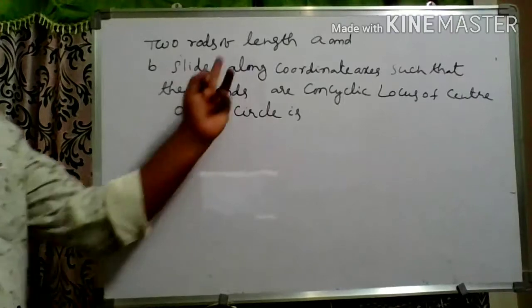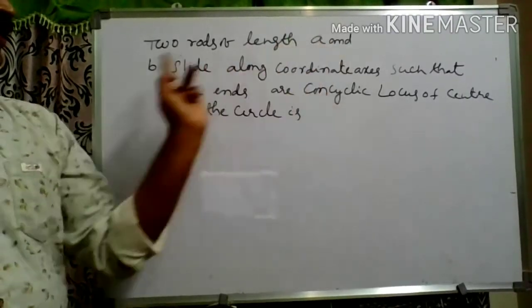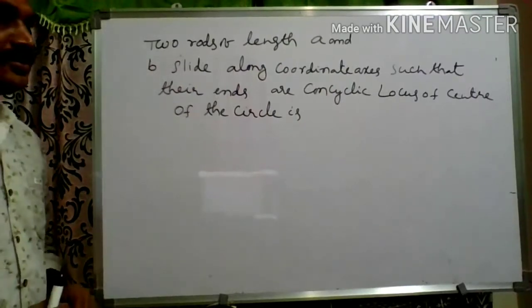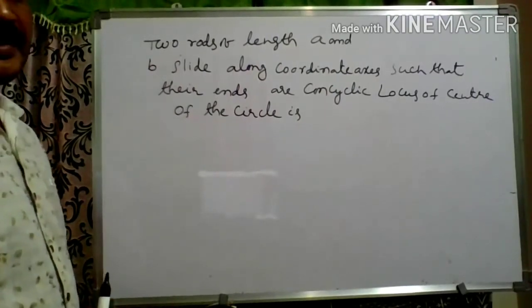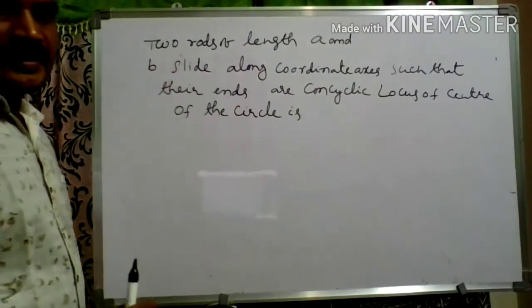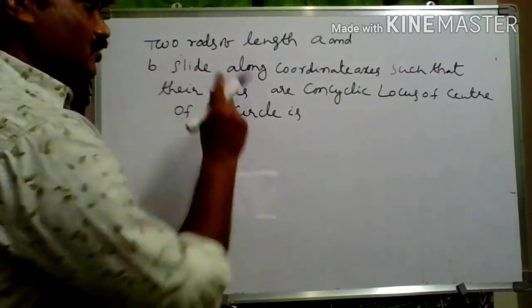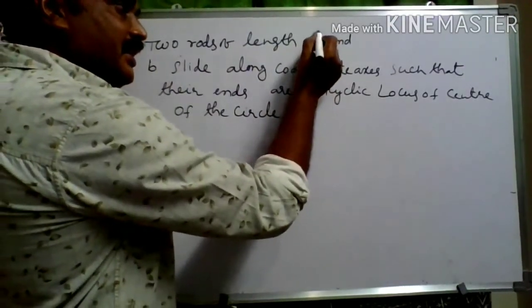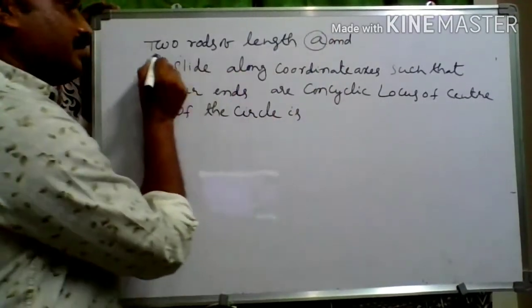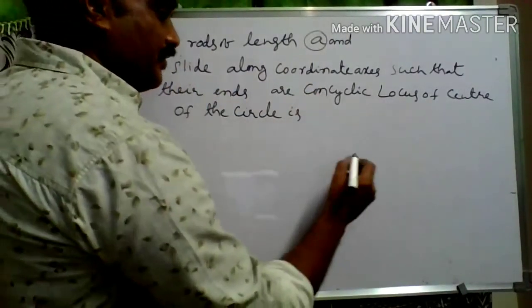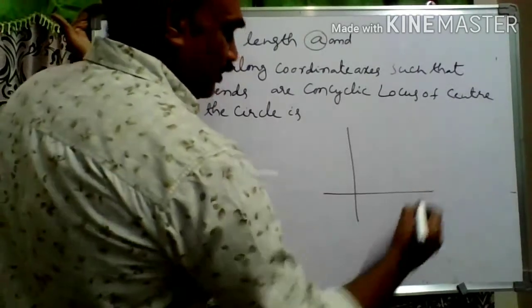Next problem: two rods of length a and b slide along the coordinate axes such that their ends are concyclic. The locus of the center of the circle is? Coordinate axes means the x-axis and y-axis. Here the length of the x-intercept is a and the length of the y-intercept is b. Their ends are concyclic. Locus of the center of the circle is?